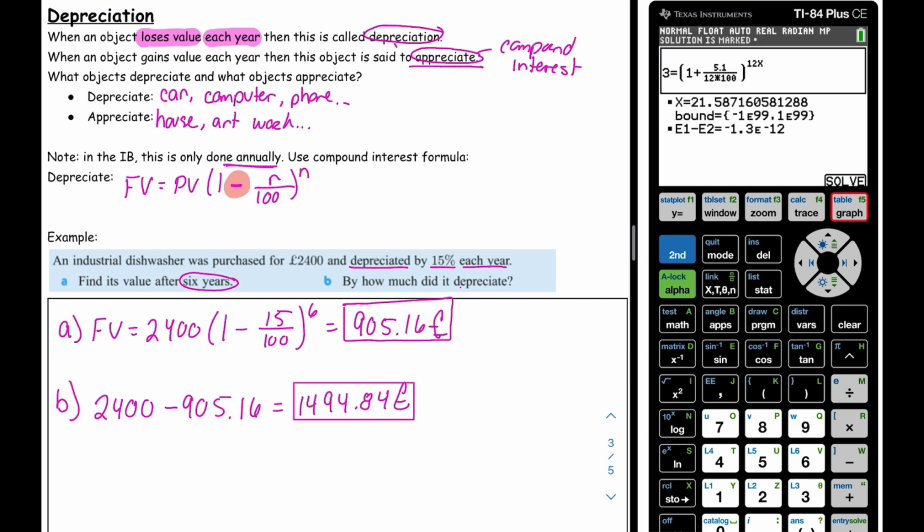Which would make sense because if we think about this logically, a dishwasher is not supposed to last you over 20 years, right? So after 6 years, it's already done a quarter of its lifespan maximum, right? So it makes sense for it to be worth a lot less.